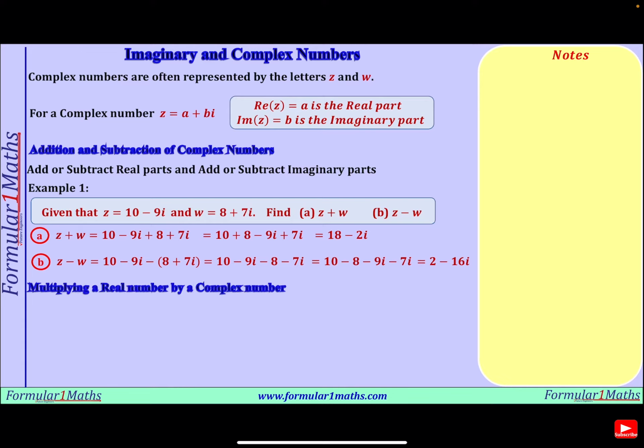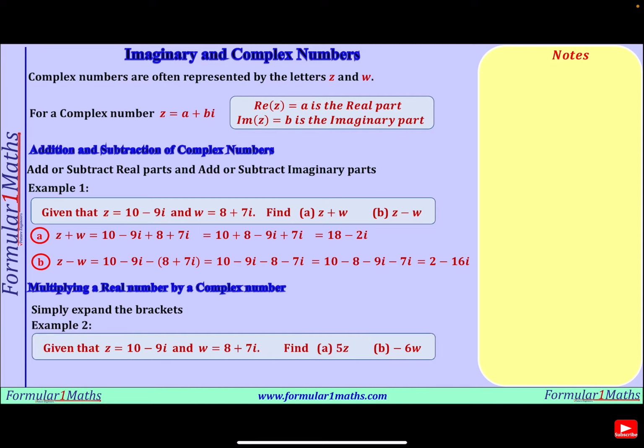We can also multiply a real number by a complex number. How do we do that? Simply expand the brackets. Example. Given that z is equal to 10 minus 9i and w is equal to 8 plus 7i, find a, 5z, and b, minus 6w. So 5z can be written as this, and all you do is expand the bracket to get that.